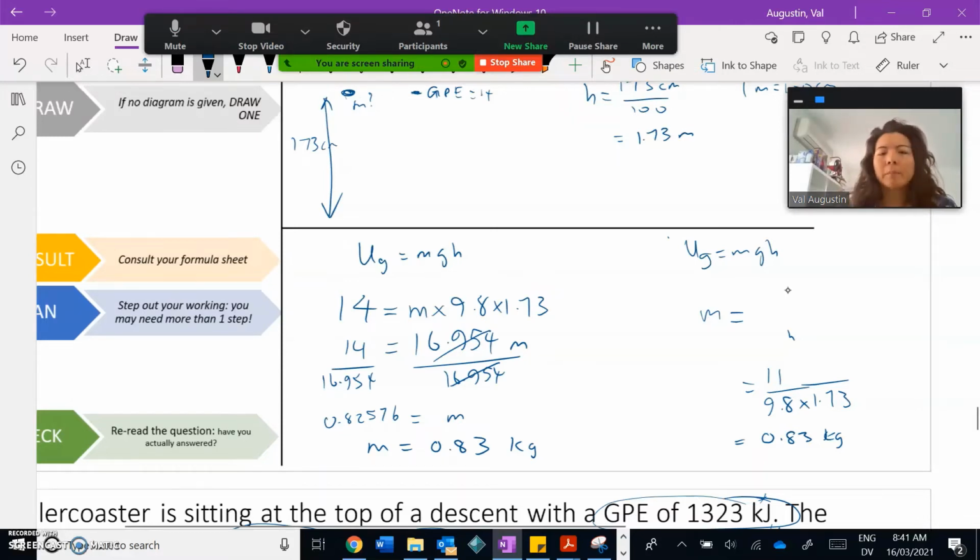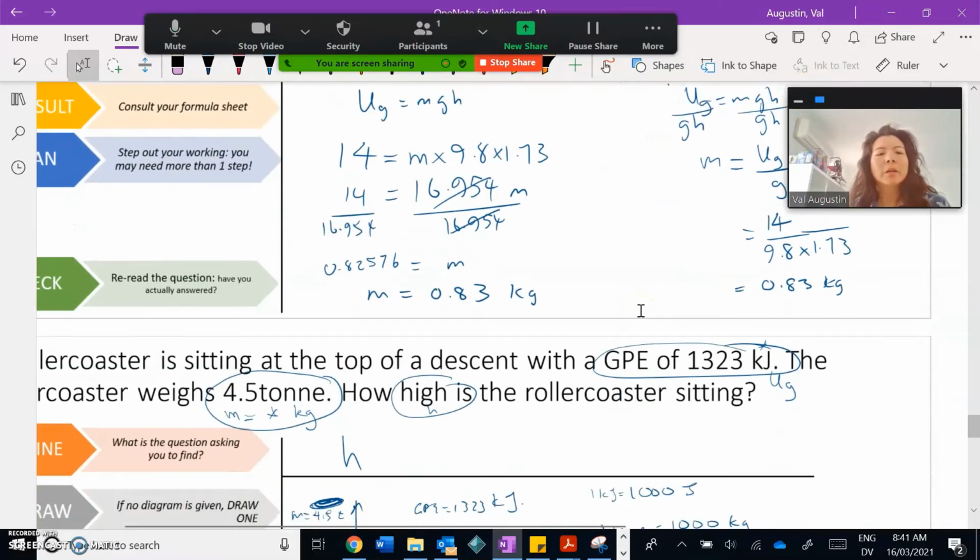Then we know that our UG, or potential energy, is 14. So it's 14 divided by 9.8 times 1.73, which is a nice one-step calculation in your calculator. It is a bit laggy, so it will catch up with me later. Feel free to fast forward this part of the video. Here we go, there's our catch up.